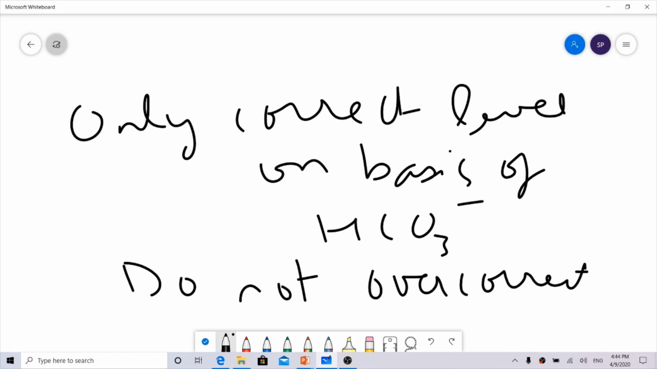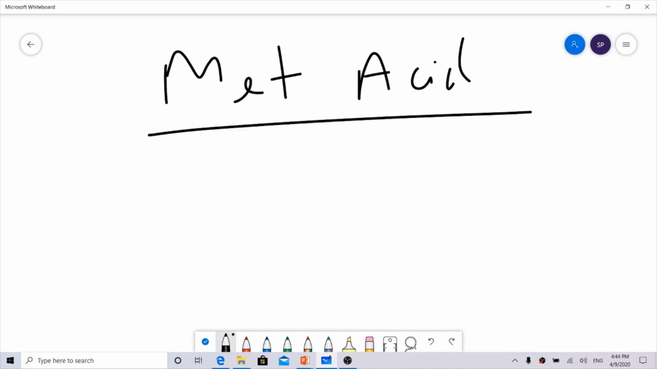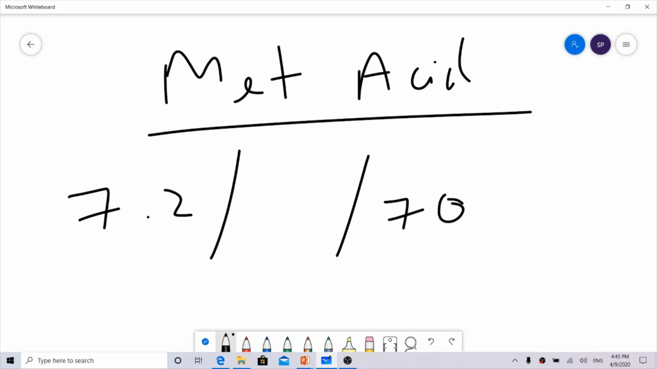Now let's talk about something metabolic. We talked about respiratory acidosis, so now let's talk about the condition of metabolic acidosis. Again, the same condition, I'll just mention: we got a pH of 7.2. I'll mention the CO2 later, and let's say we have an oxygen of 70, which is a very good oxygen, and we are having a bicarb of 16.